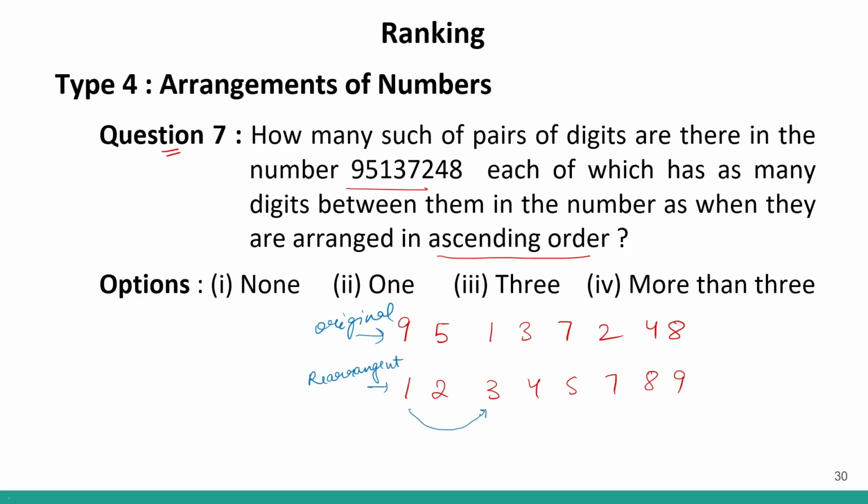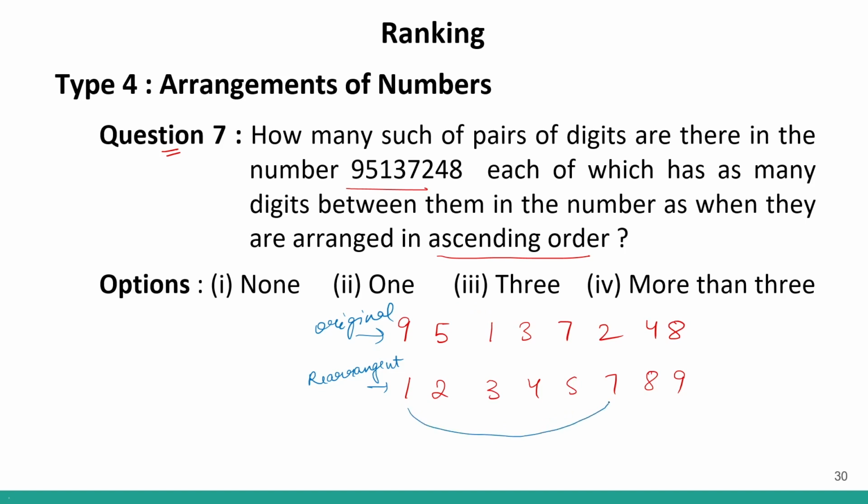Between 1 and 3, how many? 1 digit is there, and between 1 and 3 we had no digit. Correct? Between 1 and 3. So this is also wrong. Now, between 1 and 4 we have 2 digits. Over here we have 3 digits. So this is not the same. Between 1 and 5, 3 digits. Over here no digit. So not the same.